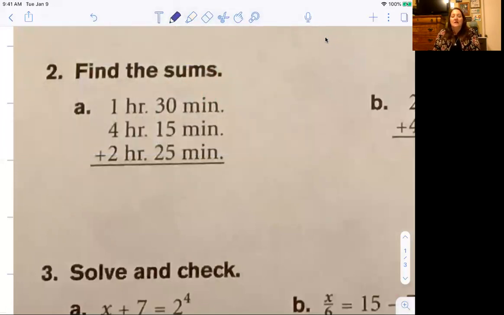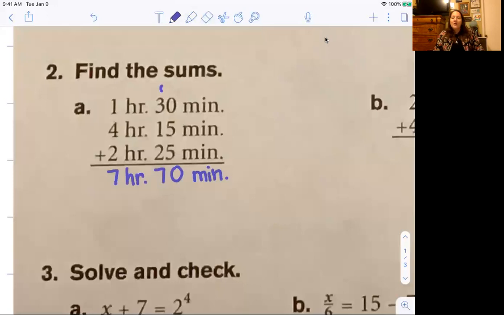Letter A: 1 hour 30 minutes, plus 4 hours 15 minutes, plus 2 hours 25 minutes. Remember, when we add, we just add up the columns first. So 5 plus 5 is 10, which gives 0 in that column. 1 plus 3 is 4, plus 1 is 5, plus 2 is 7. So I have 70 minutes here. And then I have 1 plus 4 is 5, plus 2 is 7.